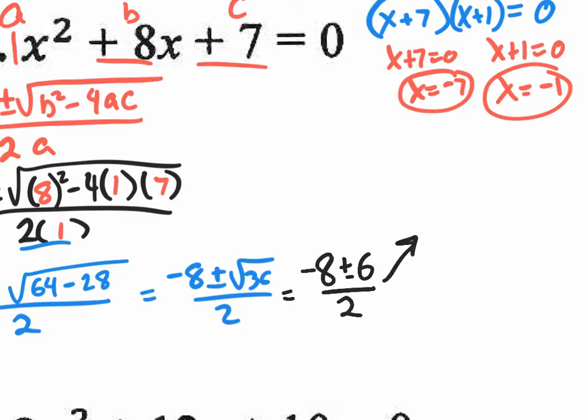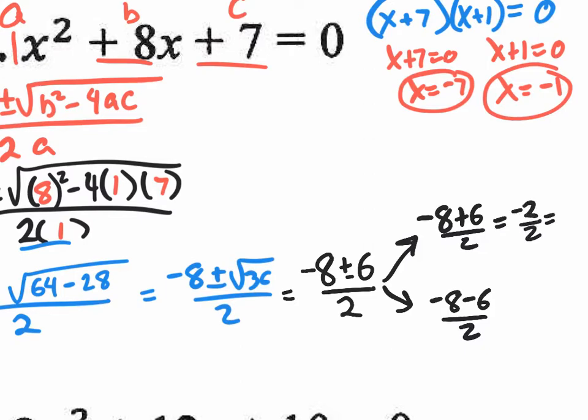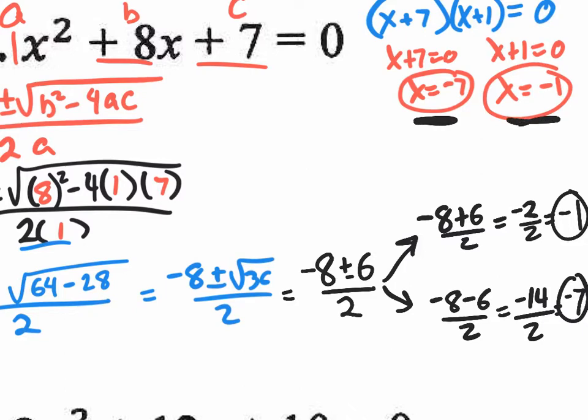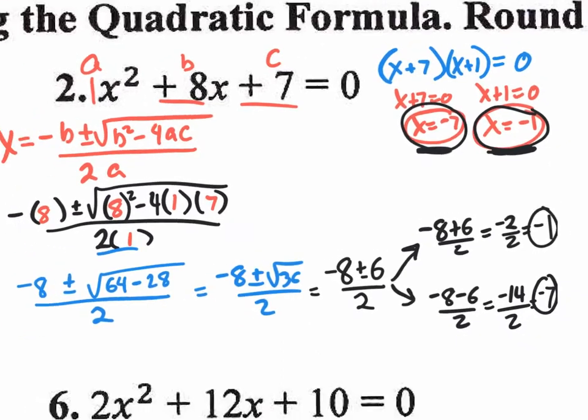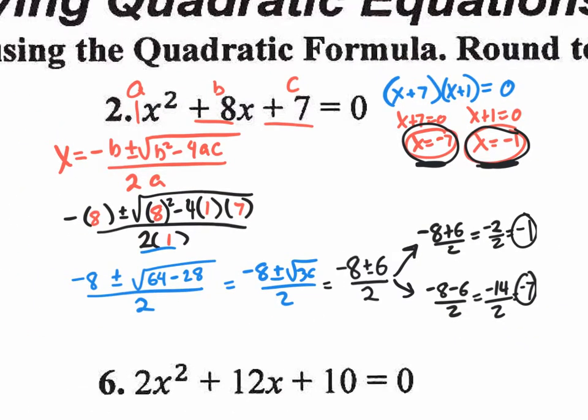Now that really means 2 different situations. The negative 8 plus 6 over 2 and the negative 8 minus 6 over 2. Now negative 8 plus 6, that's negative 2, over 2, that's negative 1 as one of our answers. And the other answer, negative 8 minus 6, that's negative 14 over 2, which means negative 7 is my other answer. Now we already knew that because we factored, split, and solved up here, and we got those same exact answers. But again, the whole purpose of this worksheet is to practice using the quadratic formula.